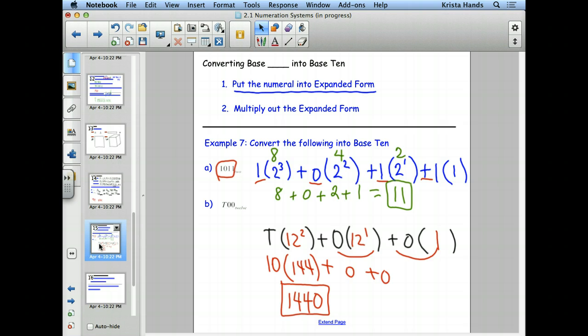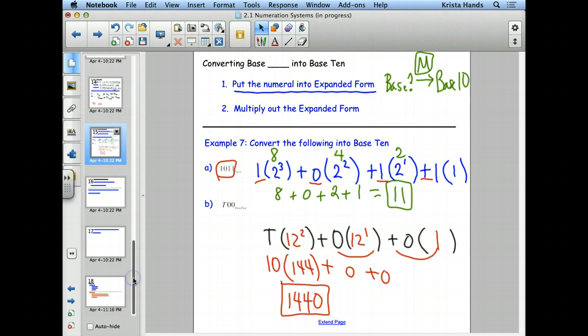So here's something I want you to write down. When you are moving from base question mark into base 10, you multiply. Always, always you're multiplying. Whatever it is times the power of the base you're in. It's a multiplication process. So when you move into base 10, you're multiplying.